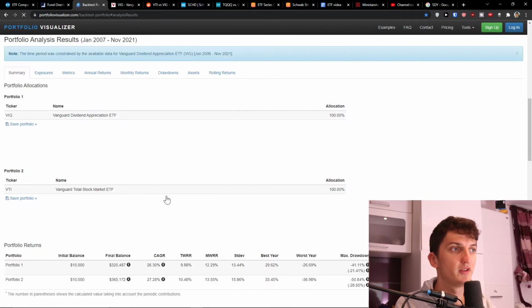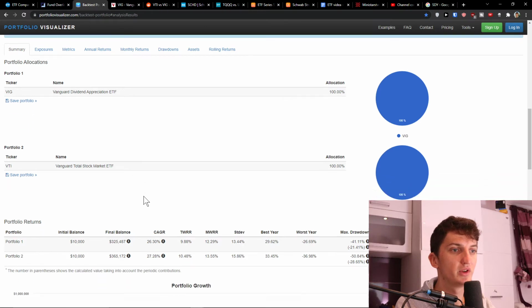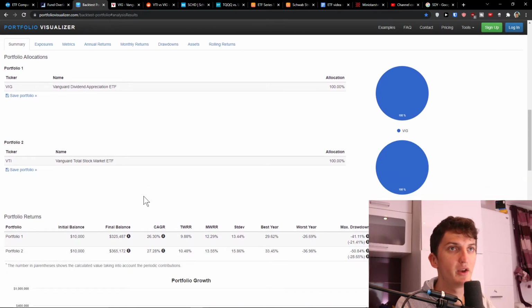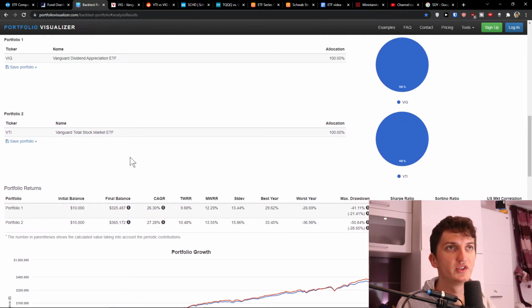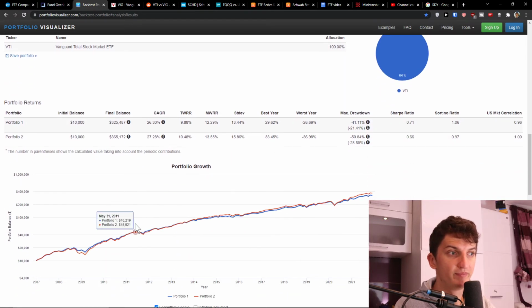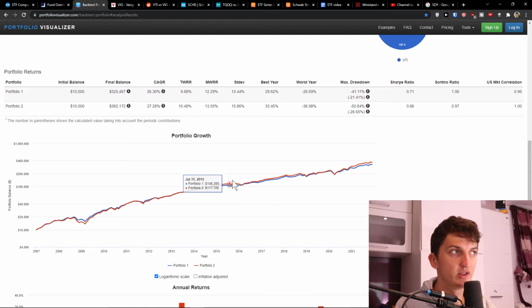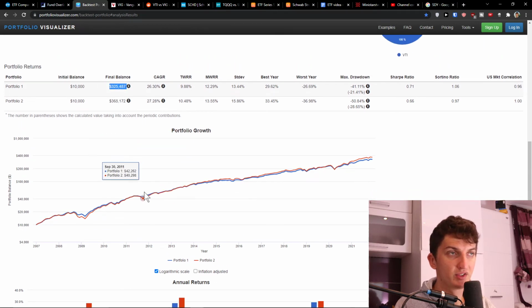And here, analyze portfolios. When I click analyze portfolios, we can see that with VTI, if we would start investing in January 2007, reinvest all dividends, and invest an initial amount of $10,000, and then contribute $500 monthly and reinvest everything, we would make $40,000 more with VTI compared to VIG. You can see also the graph here, and these are the results.